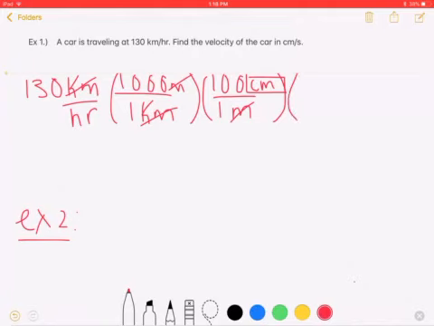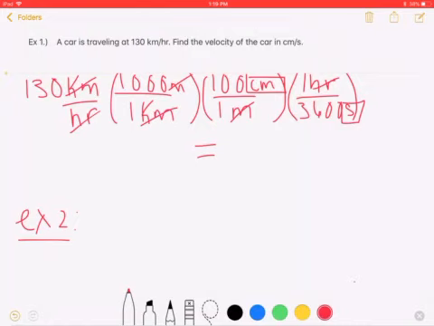One more step, we need to convert hours to seconds. We know that there are 60 minutes an hour. There are 60 seconds in a minute. So 60 times 60 will get 3,600 seconds in 1 hour. That's a horrible S. There we go, better. Hours are in the denominator, so they'll cancel out with the hours in the numerator. We'll be left with centimeters per second, which is the units that we were asked for.